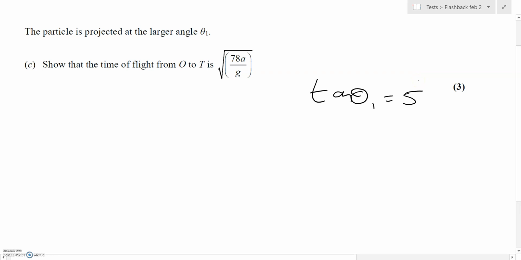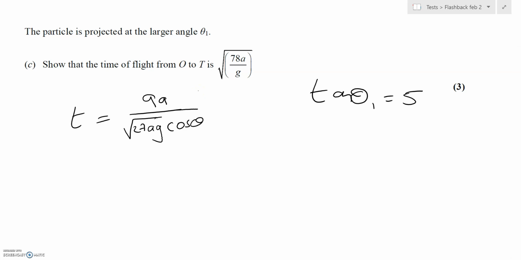Show that the time of flight, O to T, is square root of 78a over g. We knew that t was equal to 9a over the square root of 27 ag cos theta, and this is in our working for part A when we did the horizontal equation for s.